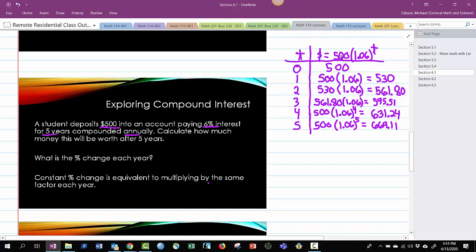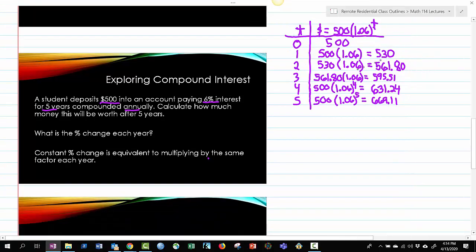The function is 500 times 1.06 to the t. Really, if you did 1 plus 0.06, so 1.06 to the t. At year 0, you start with $500. At year 1, you take that 500, multiply by 1.06, and get 530. At year 2, we multiply by 1.06 again, so we take our 530 times 1.06, that's another 6% increase. Year 3, we want another 6% increase, 6% per year, so we multiply by 1.06.